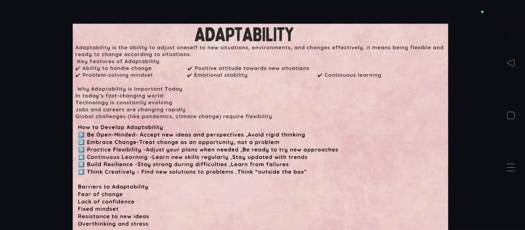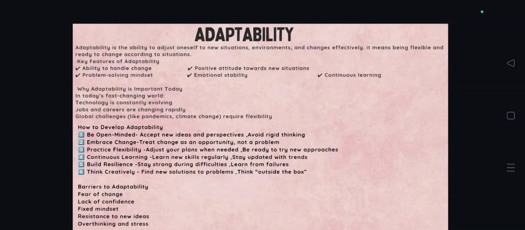So why is adaptability important in today's world? Its relevance in today's world. In today's fast changing world, technology is constantly evolving. We all know that. AI is coming, the new emerging technologies. Jobs and careers are also changing rapidly. The jobs we had 10 years ago, 20 years ago are not the same. They're changing, and many new jobs are emerging, like AI generalists, and many other new jobs. And global changes like pandemics, climate changes, all these require flexibility. So if we are not adapting to new situations, then it's hard for us to survive in these situations of panic.